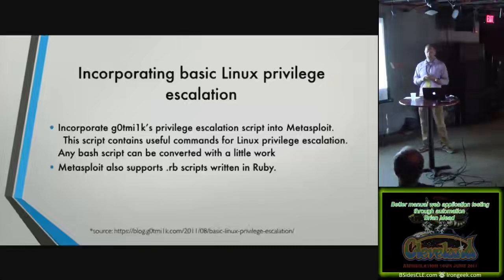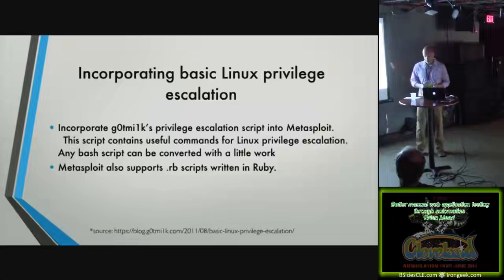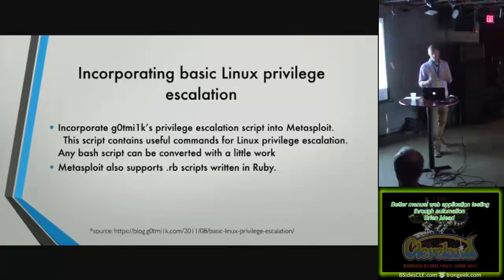So I've created a simple example for basic Linux privilege escalation. A lot of this work is taken from GotMilk, which is from Offensive Security. It's a great resource if you're trying to escalate from, let's say, the Apache user account to root on a Linux box. So what I've done is take the most common things that I use from that script and incorporate it, kind of put my own spin on it.